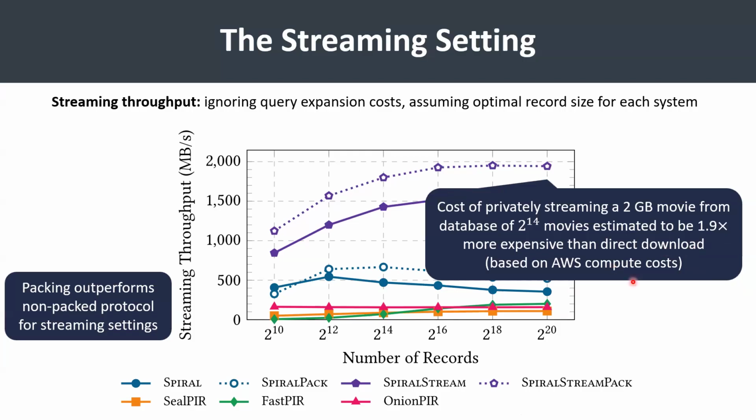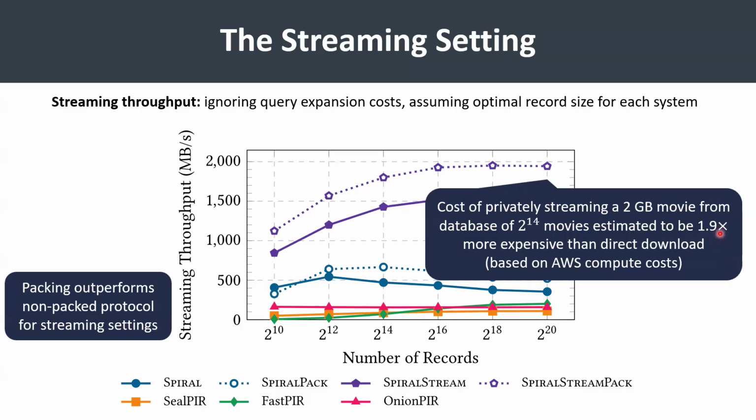Right, and in fact, if you model AWS compute costs as one metric for how expensive something is, the cost of privately streaming a 2 gigabyte movie from a database with something like, what is 2 to the 14? It's something like 16,000 movies. This is roughly only about 2x more expensive than directly downloading from AWS.